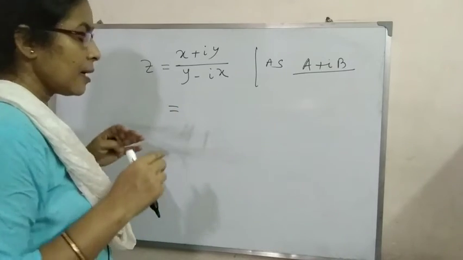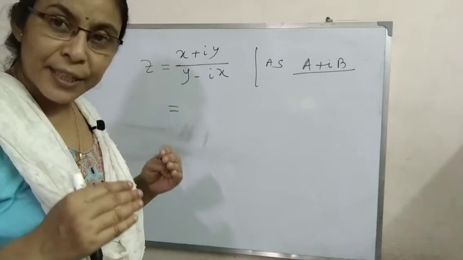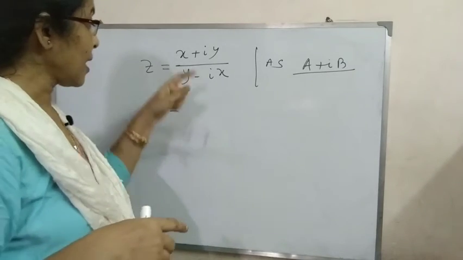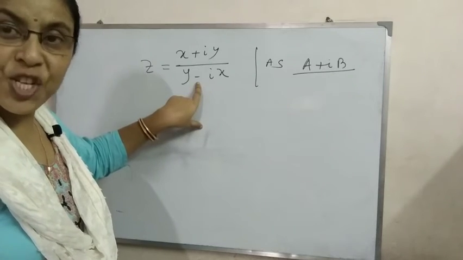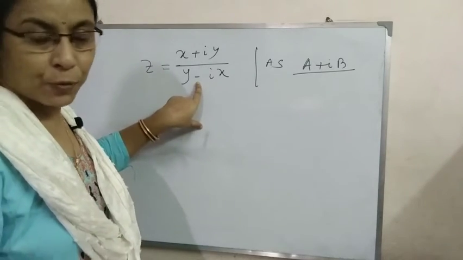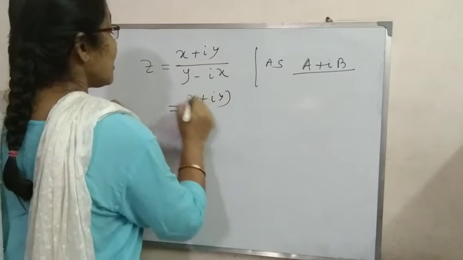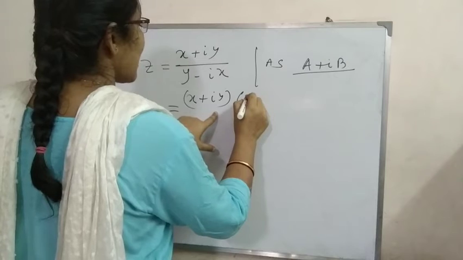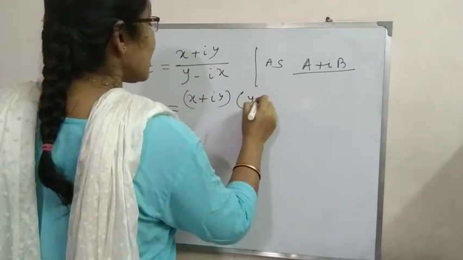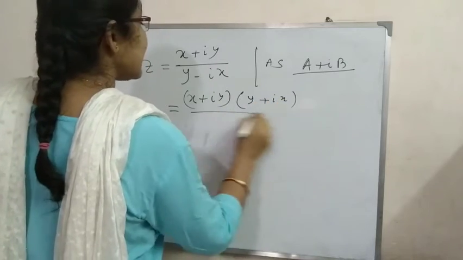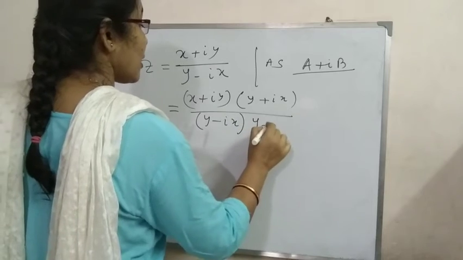First, I will multiply the numerator and denominator by the conjugate of the denominator, according to the rationalize the denominator portion. So I will take x plus iy, and multiply x plus iy by y plus ix. This is the conjugate of this denominator. Okay.